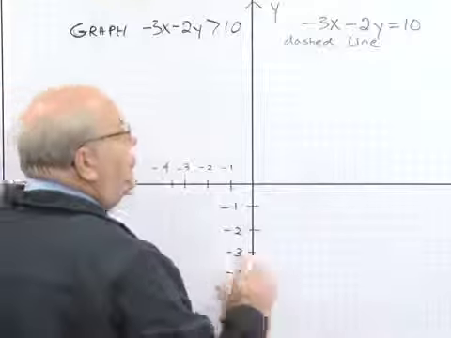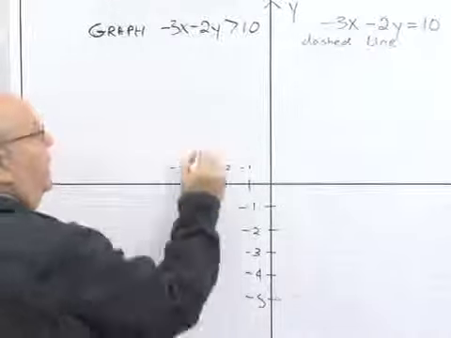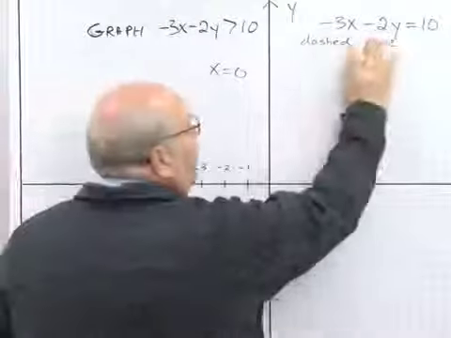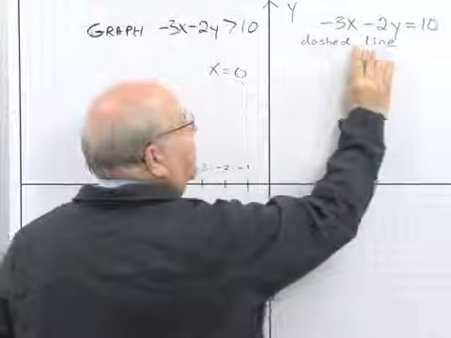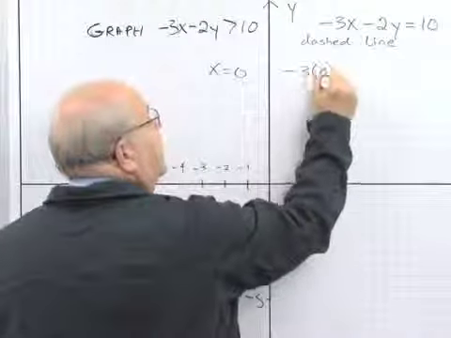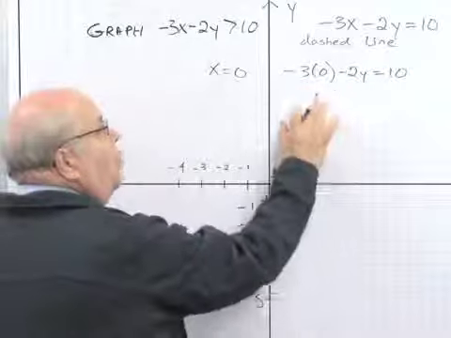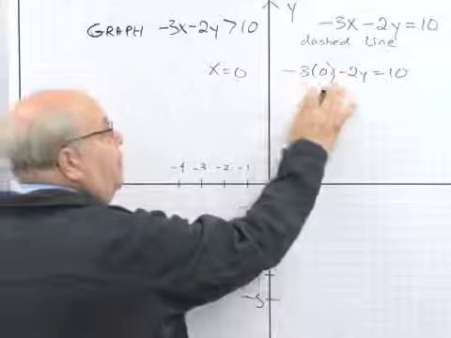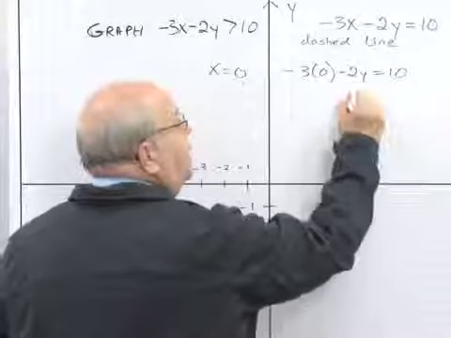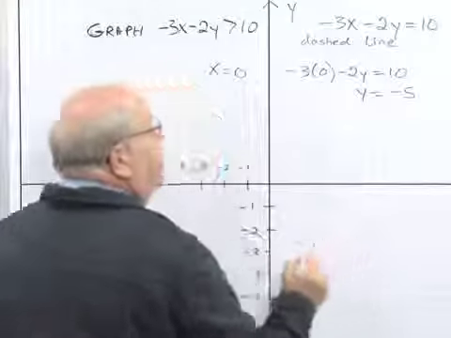Now we're going to try some values so that we can plot this boundary line. First, we're going to try x equals 0. If we take the equation minus 3x minus 2y equals 10 and we replace x by 0, then we have the equation 0 minus 2y equals 10. If minus 2y equals 10, y equals minus 5.